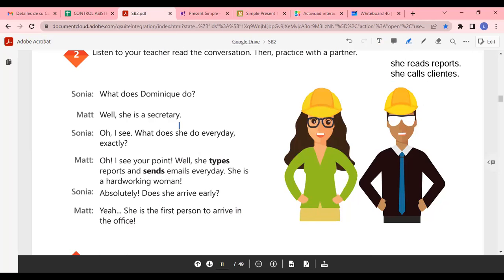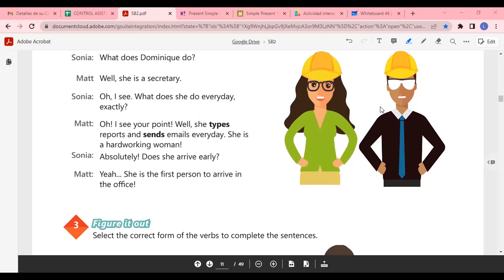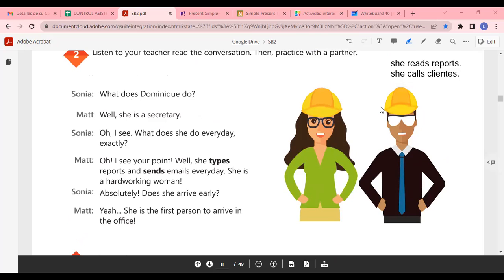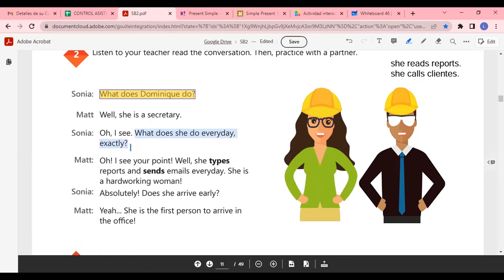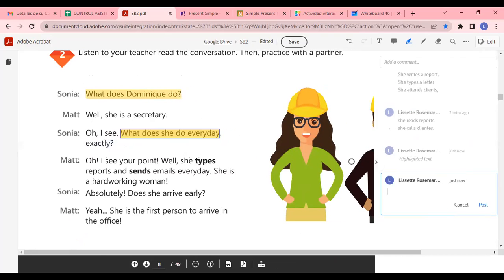Okay, as you could see here, como pudieron notar, durante toda la conversación hay ciertas preguntas, right? Using, obviously, the simple present. Utilizando, claro que el simple present. Like, for example, which ones can you see? ¿Cuáles pueden visualizar? Which questions? Can you tell me, please? What does Dominic do? Ah, very good. Another one? What does she do every day? Ah, very good.